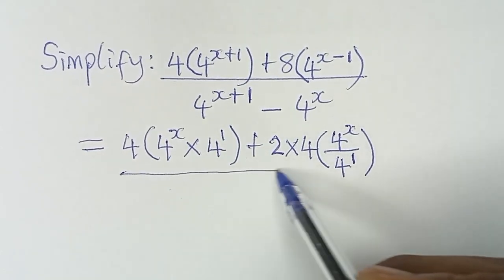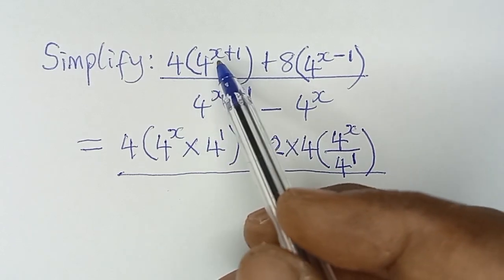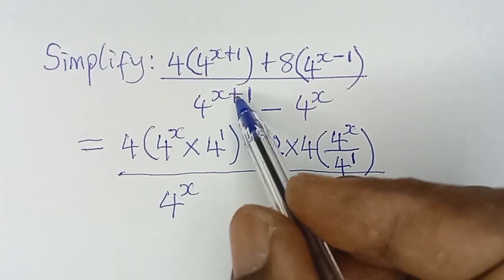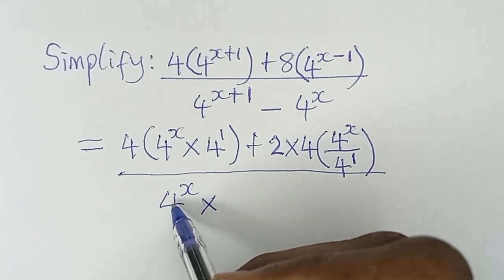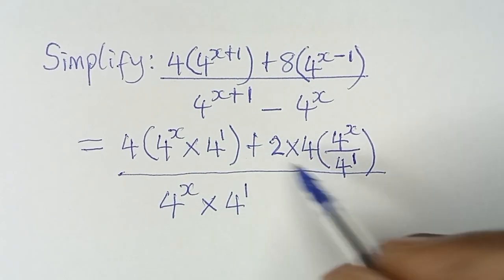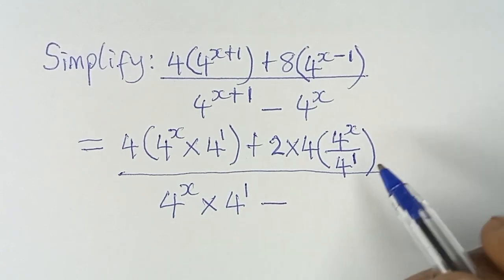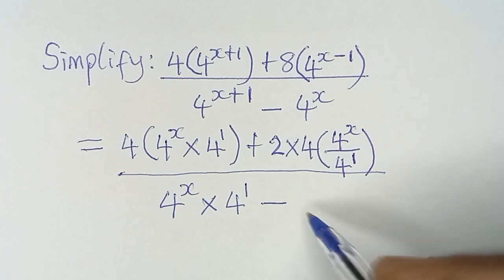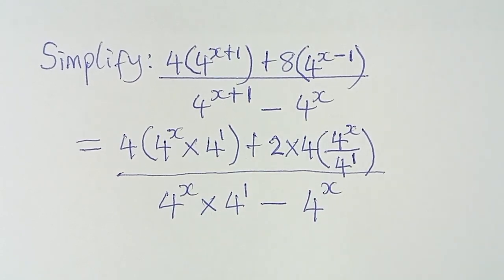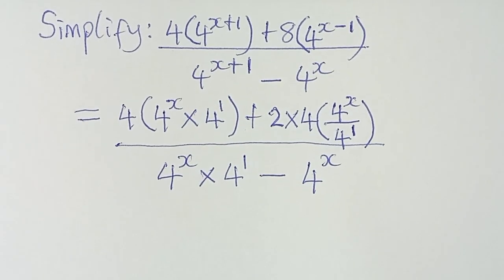And then all divided by what I have here. I'm going to break it down similar to the way I did it here. So it's going to be 4 raised to the power x. Then because of addition, I'm going to say multiply by the same base 4 raised to the power 1. So this is also equal to this. And then minus, this is 4 raised to the power x. I can simply leave it like that. So that is how to break it down when you have addition and subtraction of powers.